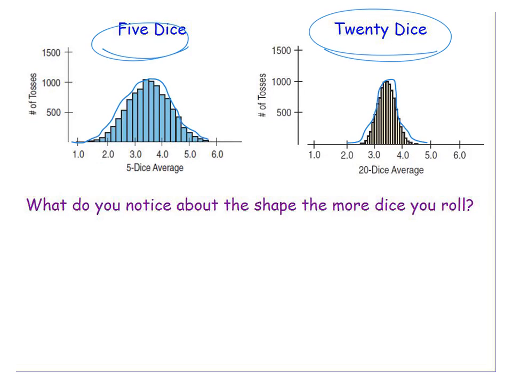Hopefully at this point you're starting to say, okay, I see the shape. It's the same shape we've seen before. The shape looks like the normal model. And that is not a coincidence. The more dice we utilized, the more and more it became normal.